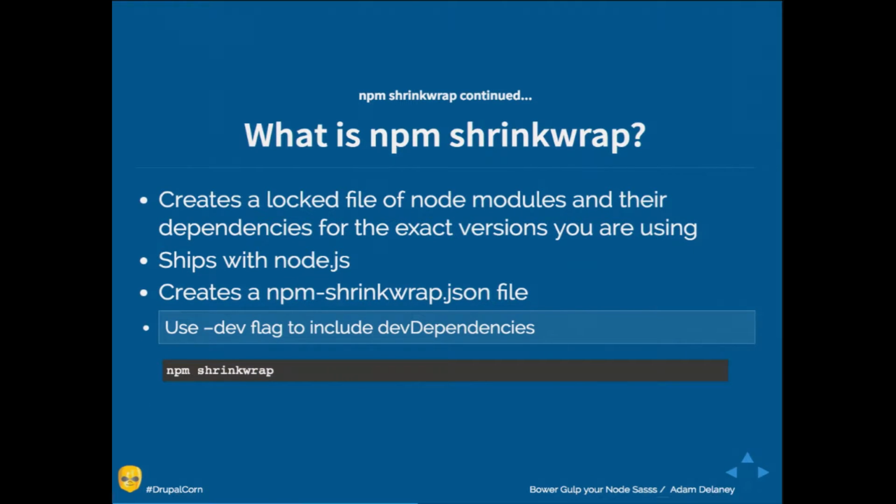So like I said, it creates a locked file of your Node modules using the exact versions. There's nothing you need to install to use it. It just ships with Node.js. And since we're using and declaring dev dependencies, you need to pass the -dev flag in order for shrinkwrap to get those versions too. So that's just a tip.